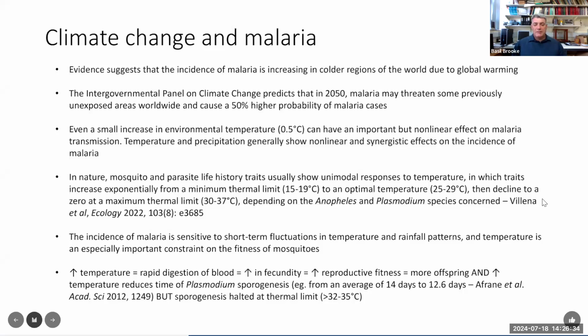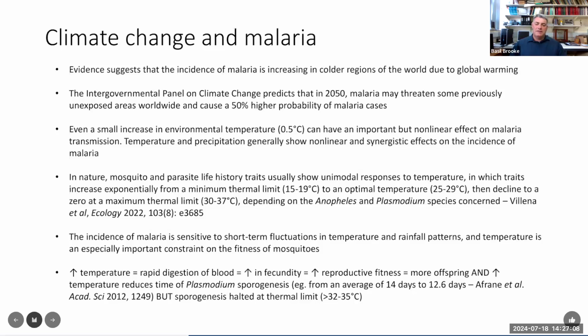And they found that even a small increase in environmental temperature, and temperature really seems to be the key to predicting what malaria will do with climate change, but it's a non-linear effect on malaria transmission. And that's really because of what mosquitoes and parasites do when temperatures change. These are complex animals, and they have complex responses to their environment. So they have thermal limits in which they can operate.